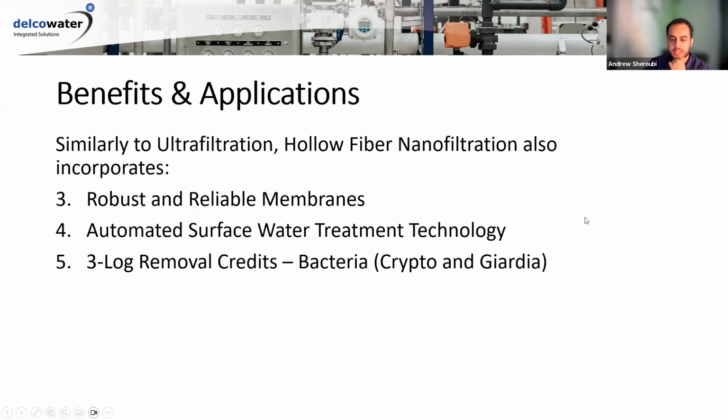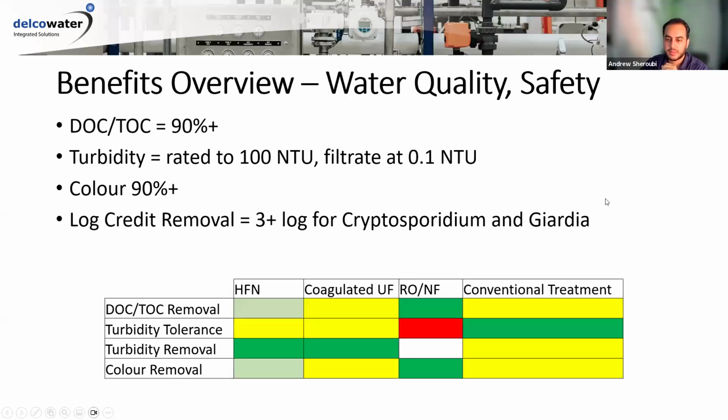And it's automated, as I said. It looks very similar to a UF system, but it does use cross flow. Although it's hollow fiber, it uses cross flow filtration rather than dead end. So there are some changes and differences in design when you look at them.